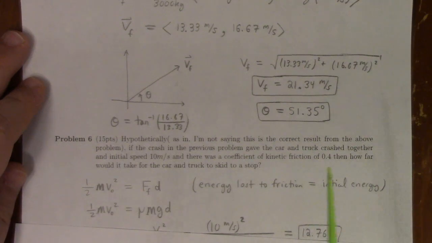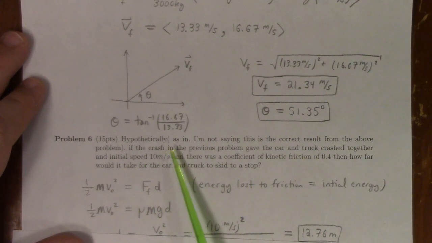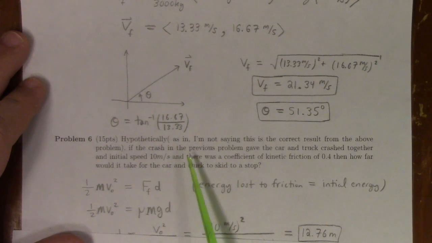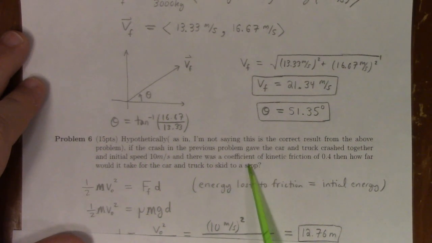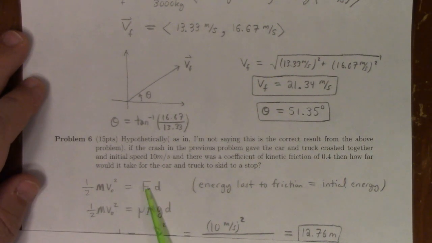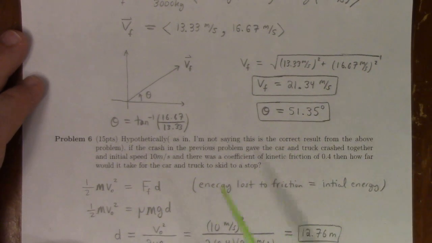All right. Problem 6, I said hypothetically, suppose that you had the initial speed of 10 meters per second, there's a coefficient of kinetic friction 0.4. How far would it take for the car and truck to skid to a stop? Much like the bullet problem, sorry, this problem's kind of a rerun. It's kind of the same as the other problem, but oh well. 1/2 m v naught squared equals the work done by friction. In this case, of course, that's mu m g d. So I can solve for d. I've got v naught squared over 2 mu g, which ends up giving me 12.76 meters.